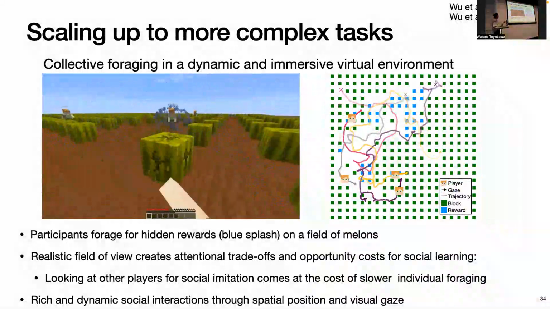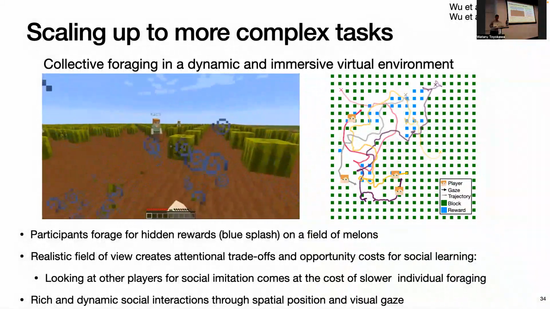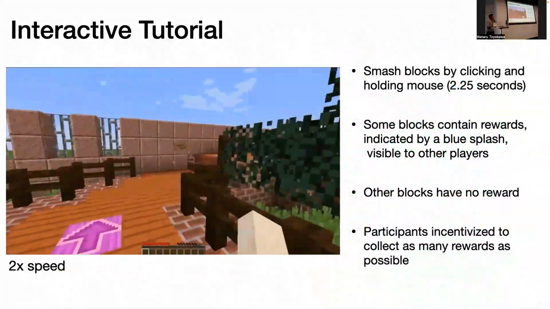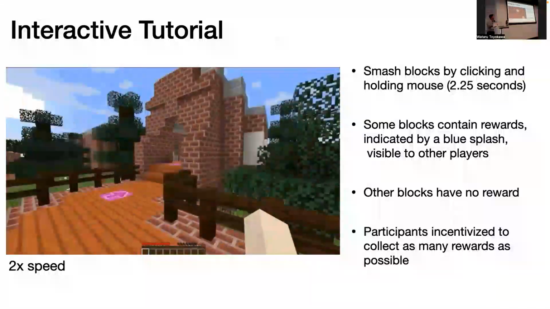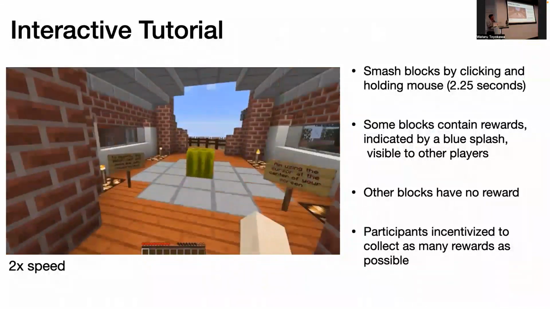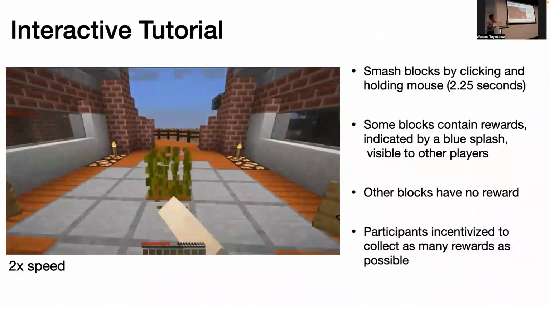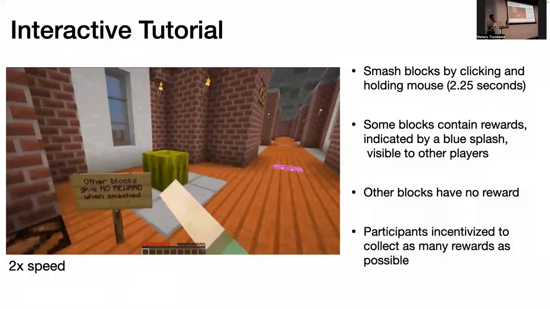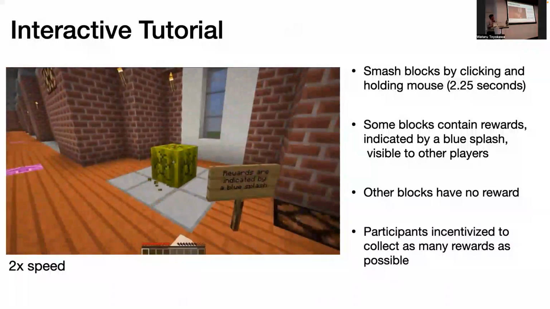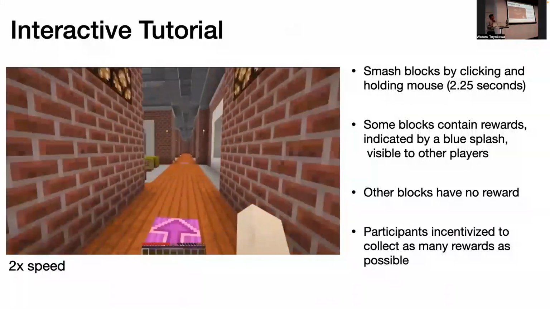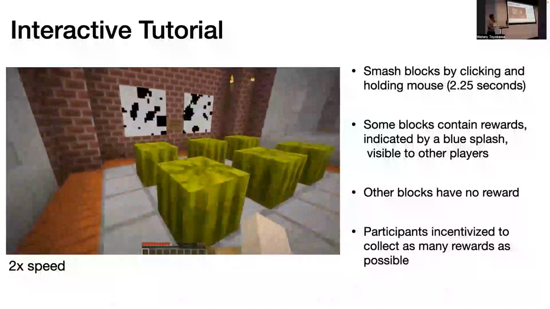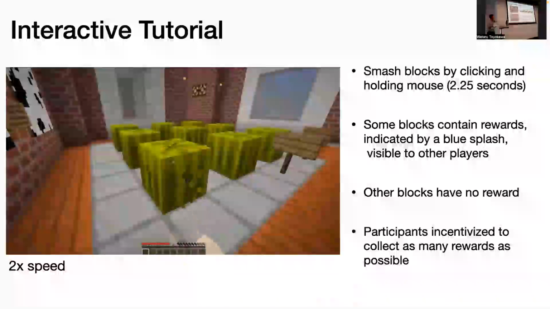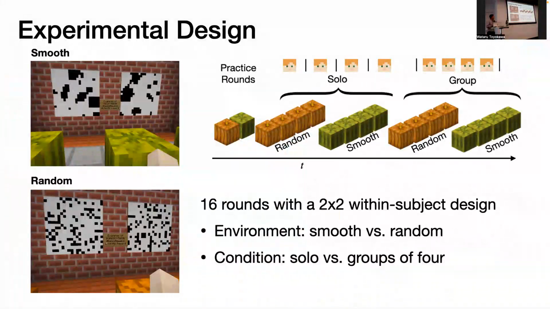And here's what one round of the task looks like, with these really nice spatial trajectories. For the task, we have an interactive tutorial where we teach people how to navigate this environment, how they destroy blocks by clicking and holding the mouse for about 2.25 seconds. We teach them that some blocks have rewards, some blocks don't, and that some blocks have spatial structure. We mapped the structured ones to watermelon, and the other ones to pumpkins. They're counterbalanced between conditions, but it's kind of nice.